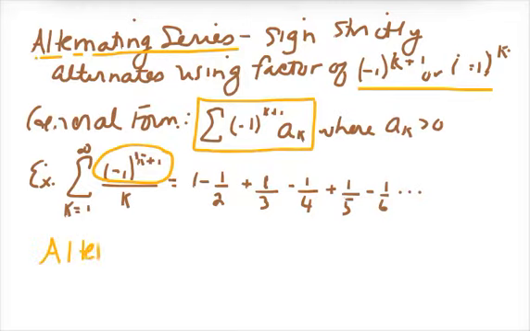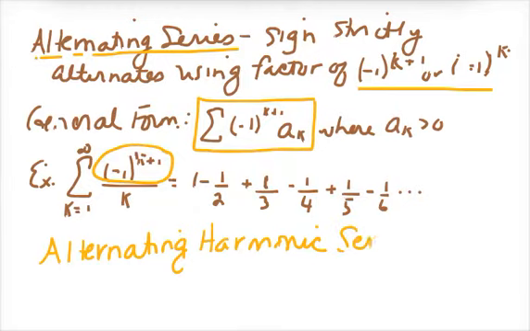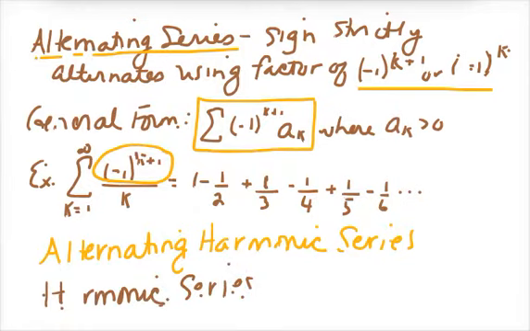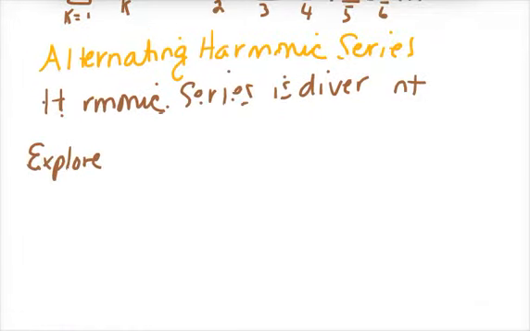Let me write that down. So it's an alternating harmonic series. And hopefully everybody recalls that a harmonic series is a divergent series. So let me write that. We know that the harmonic series is divergent. So the question becomes, what does adding the alternating sign do to the harmonic series? To really answer this question, we would need to explore the sequence of partial sums.